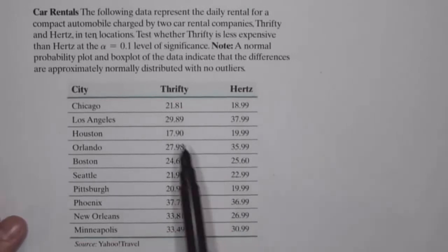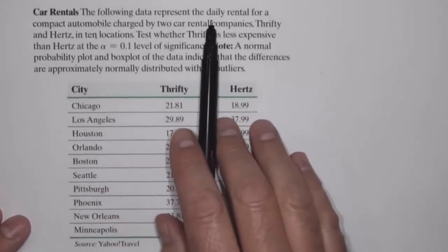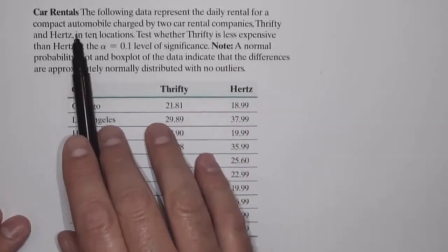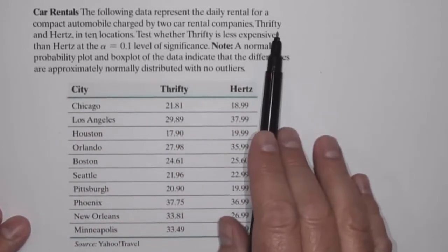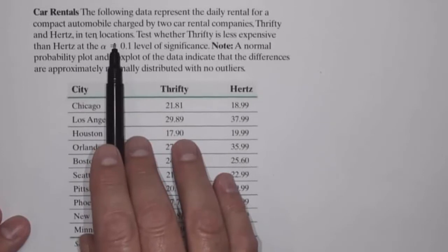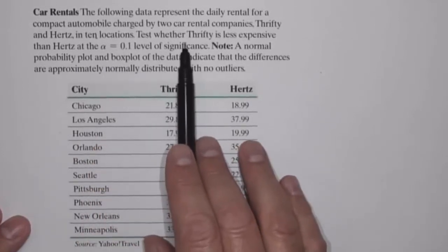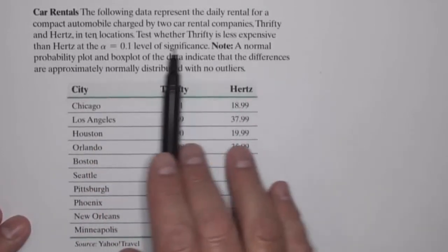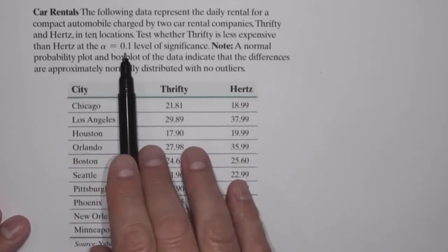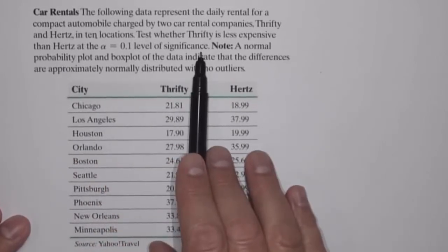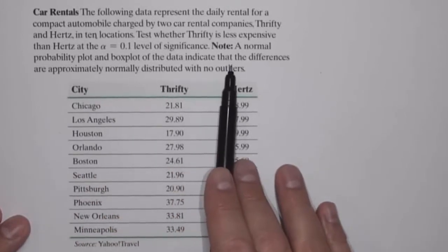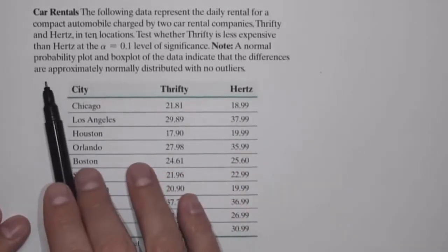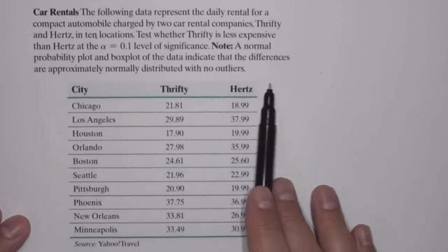Car rentals. The following data represent the daily rental for a compact automobile charged by two car rental companies, Thrifty and Hertz, in 10 locations. Test whether Thrifty is less expensive than Hertz at the 0.1 level of significance. Note, a normal probability plot and box plot of the data indicate that the differences are normally distributed with no outliers.